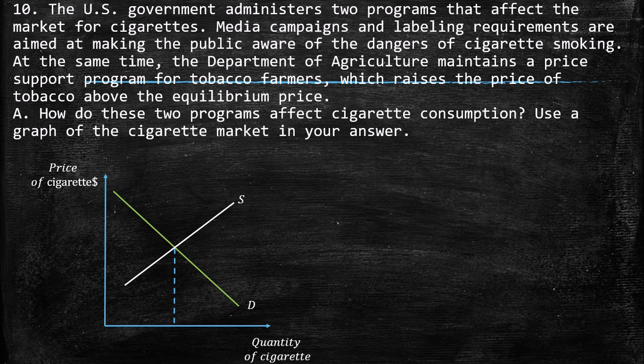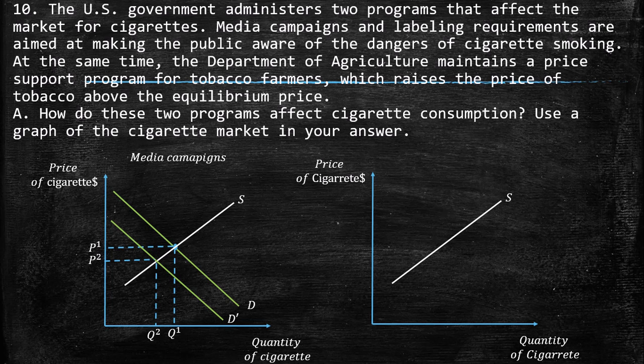So here we have the first case. Remember, there is a media campaign and labeling requirements that are telling people how bad smoking is. So in this case, people change their tastes a little bit, so the demand is going to shift down, it's going to decrease. So it's going to be a decrease in prices and a decrease in quantities.